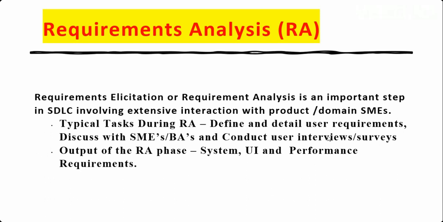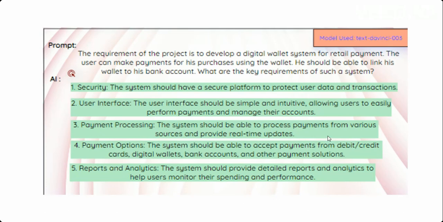So everything we will design in this phase is requirement analysis. How should an AI respond to this? Say you don't know anything and you want to build a system, you have to give this kind of prompt. The requirement of this project is to develop a digital wallet system for retail payment. The user can make payments for these purposes using the wallet.